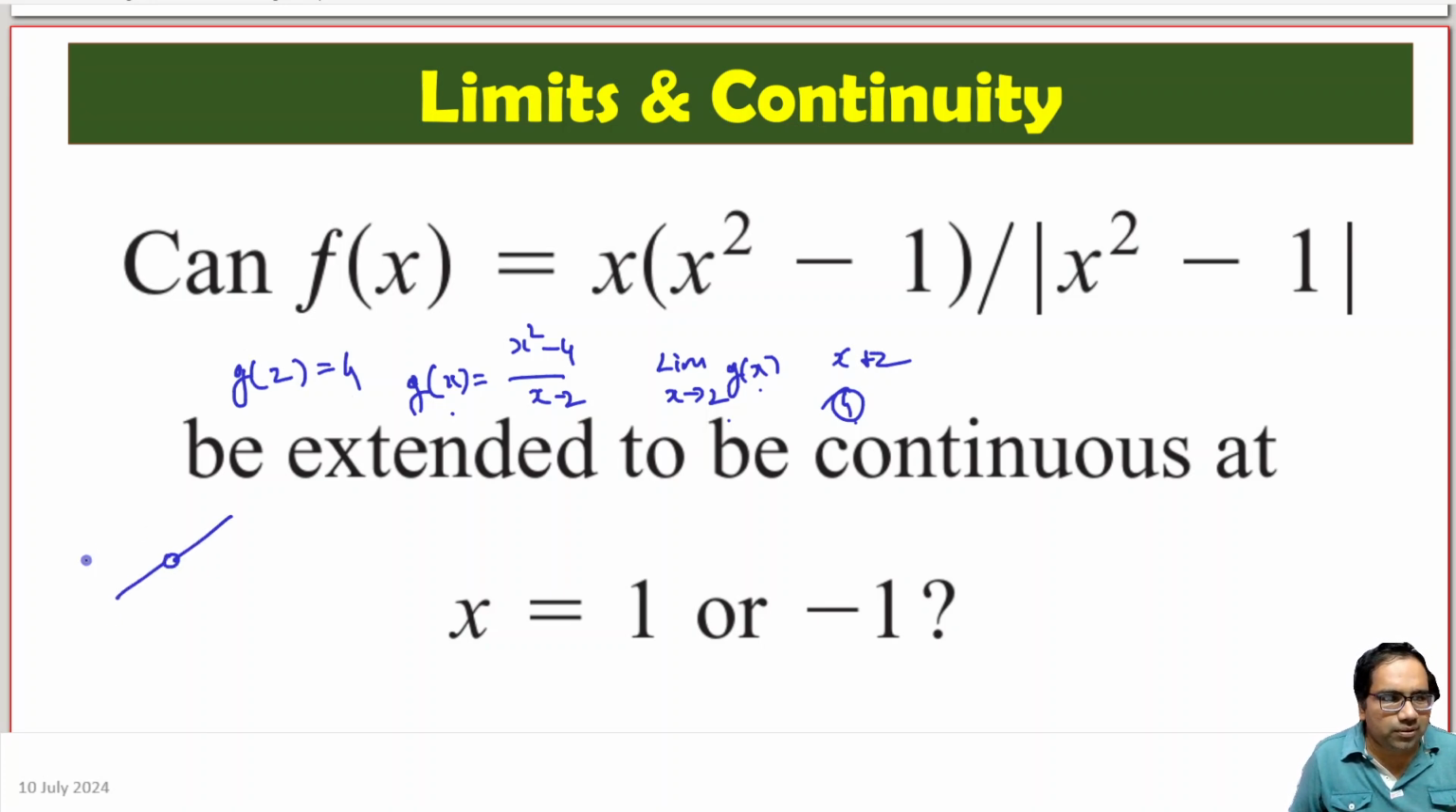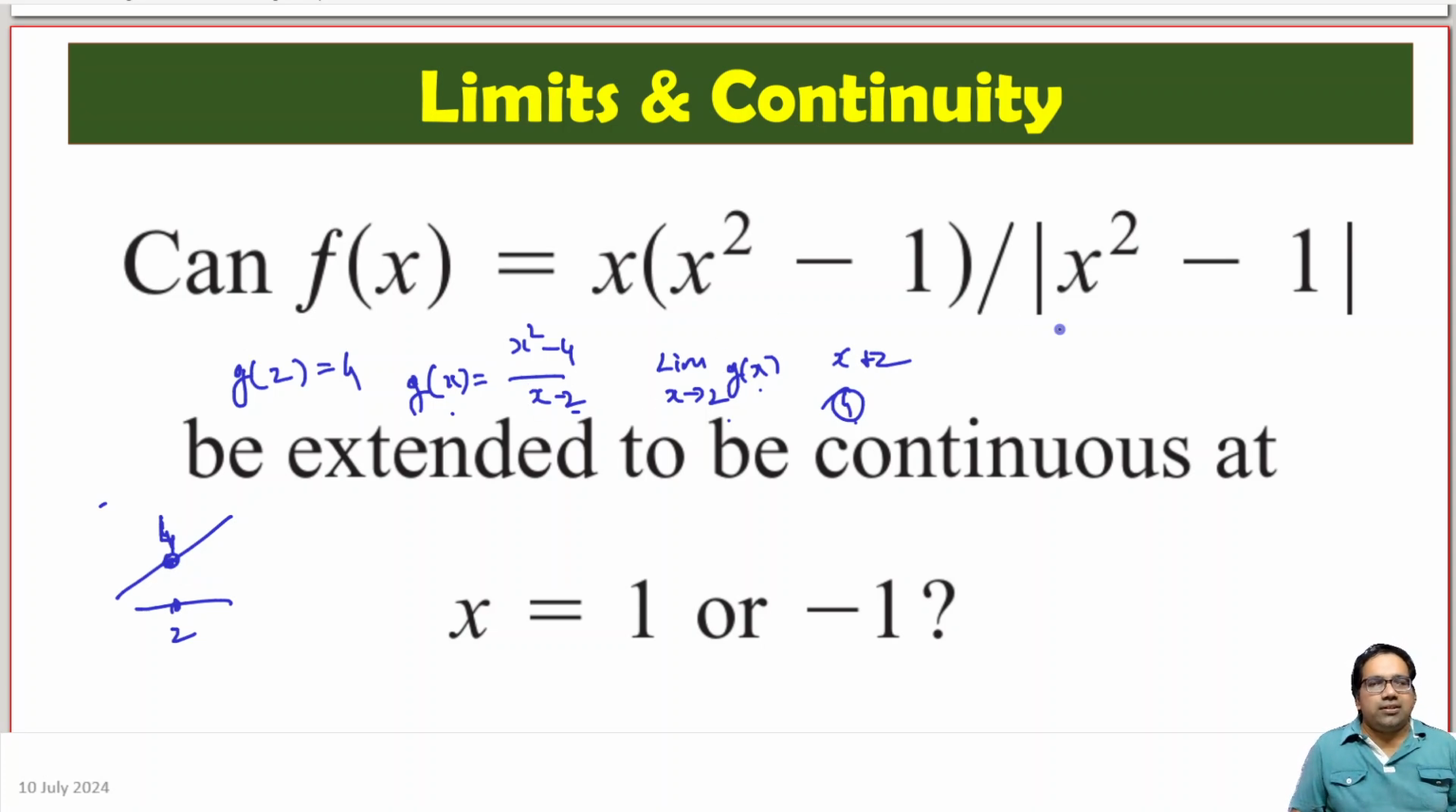At 2 there was a hole, let's say this point is 2, and we fill this point with 4 to make it continuous, right? Because this function is identical to x plus 2 at all points except at x equal to 2, and x plus 2 is a straight line like this. Except there is a hole here, and that hole we fill with 4 to make it continuous.